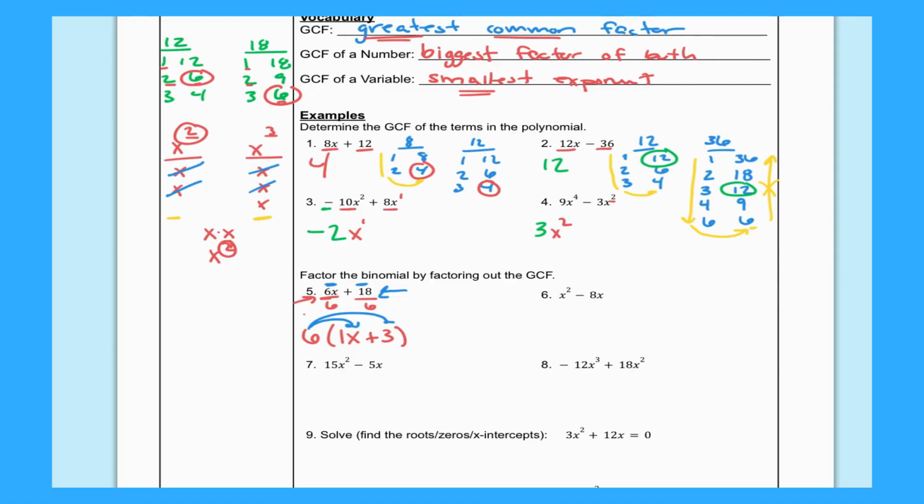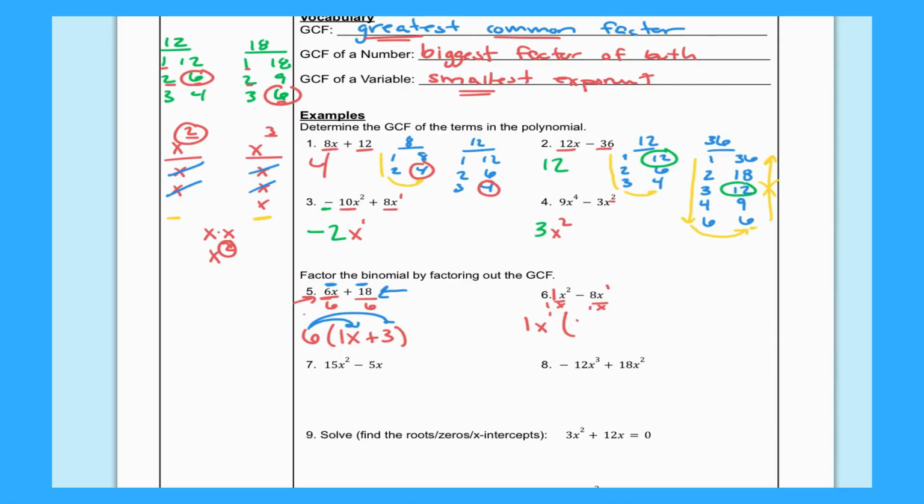Number 6, there's a hidden 1 here. Well, the only thing that I can divide by 1 and 8 is 1. So I can factor out a 1. But then with the variables, you want the smallest exponent. So the smallest exponent is the 1, so I can take out an x to the 1. And you don't have to write the 1, that's optional. And then, again, that's like dividing both of these by that 1x.